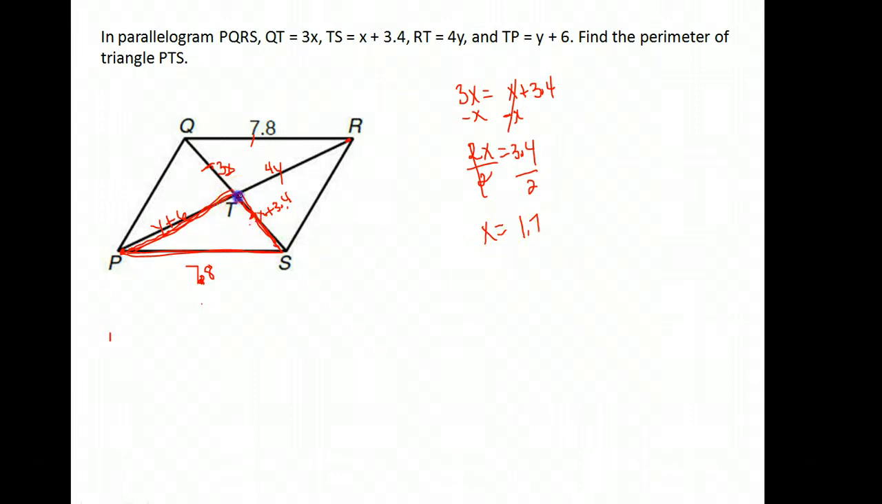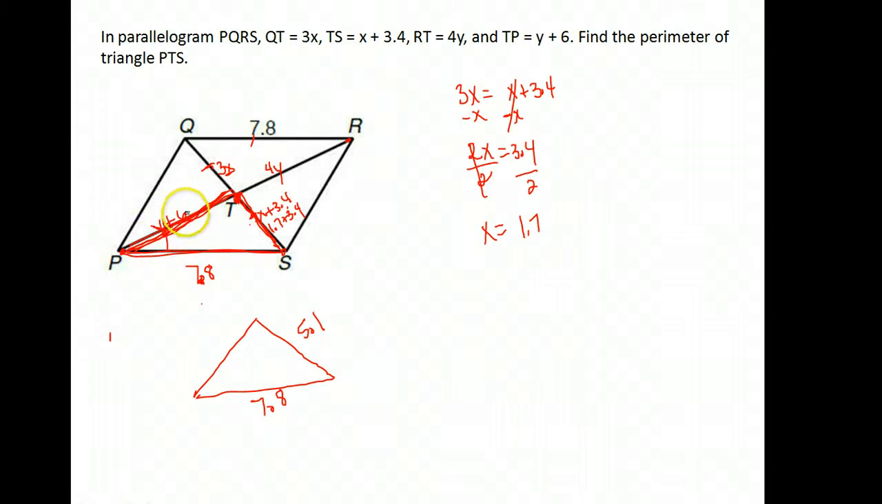I wanted the length of the side. Okay, so I'm going to put that back in. 1.7 plus 3.4 is 5.1. So I'm going to redraw my triangle down here. So far I know this side is 7.8. This side is 5.1. Next up, we're going to find this side PT.